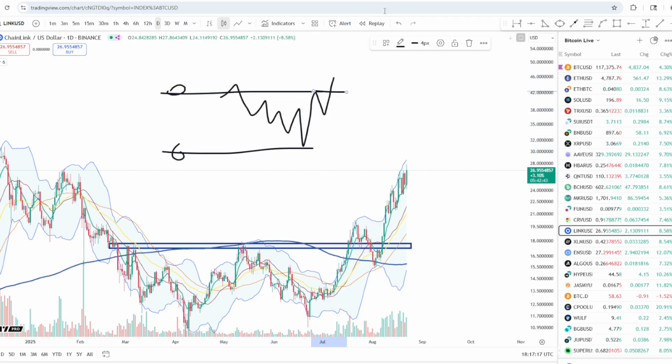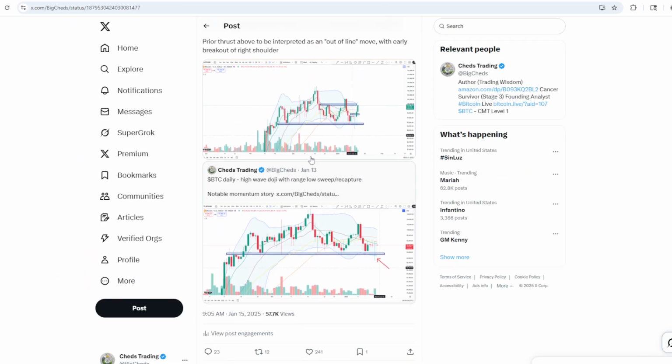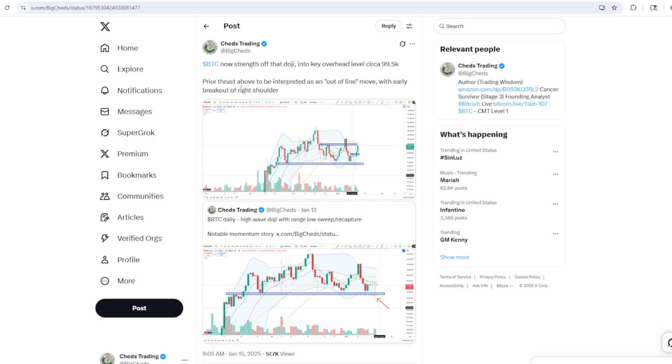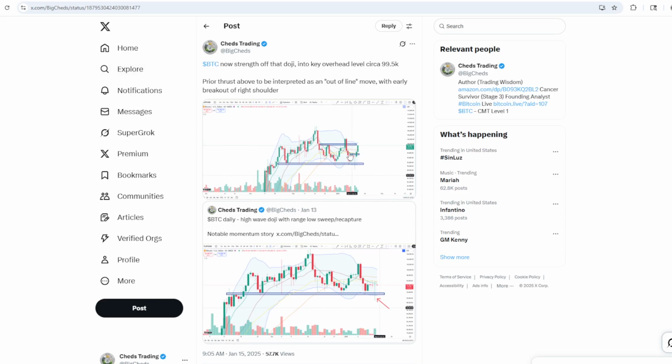So, for example, here's a tweet I put out from back in January of 2025. And prior thrust above, we see the price range here. We look at the image, we see the range peak, we see the range lows. We get an early break above what is looking to be a move in the eventual direction of the consolidation. So early move and out of line move are essentially the same concept.